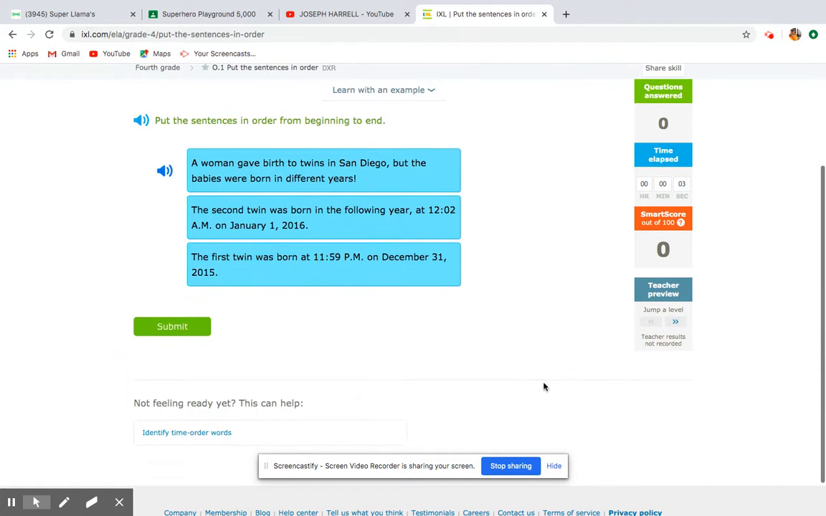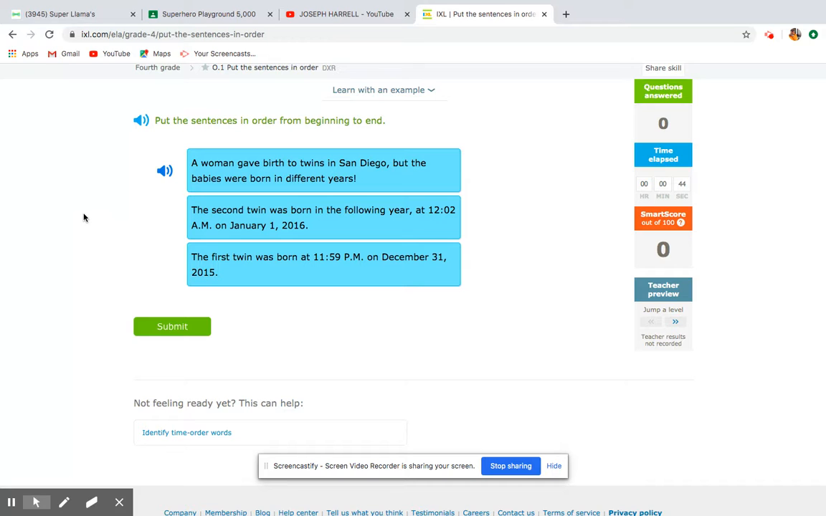Okay. Remember that the blue buttons can help you out tremendously to read what the directions are. Put the sentences in order from beginning to end. So we're putting them in order from beginning to end. A woman gave birth to twins in San Diego, but the babies were born in different years. The second twin was born in the following year, at 12:02 a.m. on January 1st, 2016. The first twin was born at 11:59 p.m. on December 31st, 2015. Okay, now to figure out how to sequence these, we have to read this really closely.